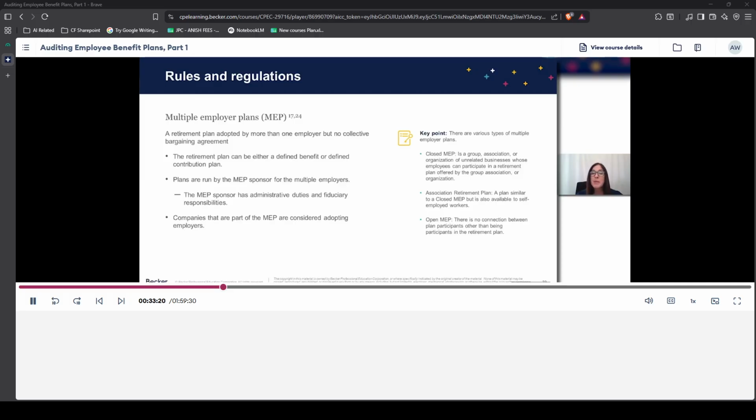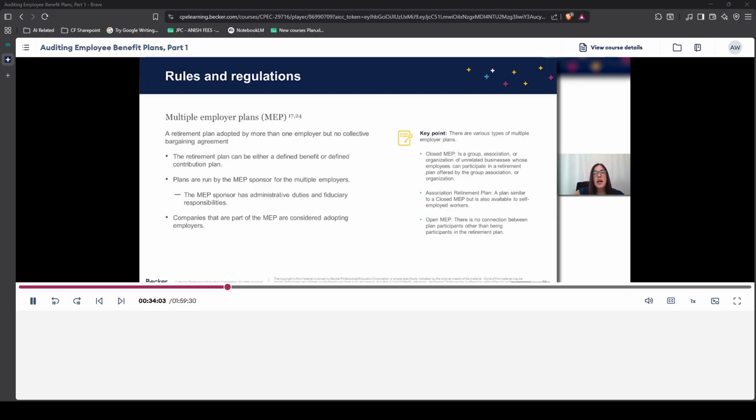There's also multiple types of multiple employer plans. You can have a closed MEP, and with your closed MEP, that's when you have a group, association, or organization of unrelated businesses whose employees can participate in the retirement plan that's offered by that group, association, or organization. You can have an association retirement plan, which is similar to a closed MEP, but it's also available to self-employed workers. And you can have an open MEP. With an open MEP, there's no connection whatsoever between the participants and the participating employers. They're not related in any way, shape, or form.